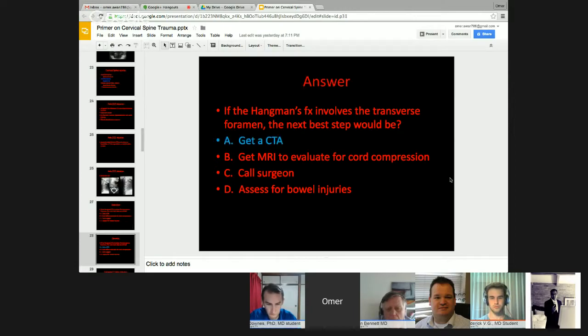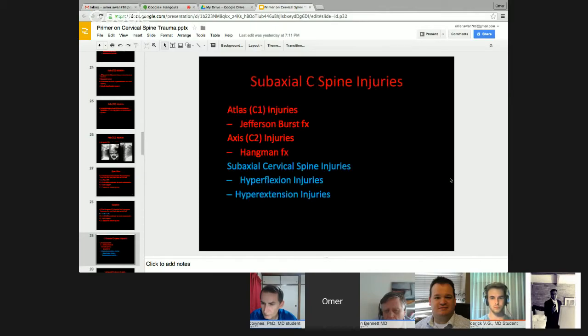The answer here is going to be a CTA because the transverse foramen, as you know, holds the vertebral artery. The vertebral artery goes through the transverse foramen from C6 to C2. So we want to assess the integrity of the vertebral artery and make sure that there's no underlying dissection, so we would get a CTA study, okay?